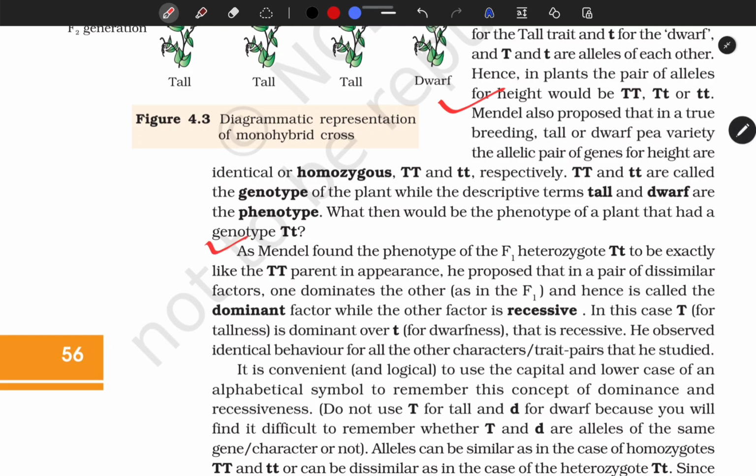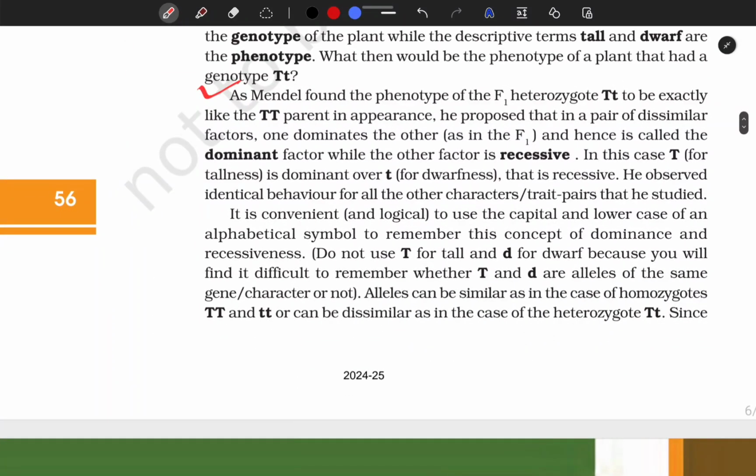As Mendel found, the phenotype of the F1 heterozygote capital T small t was exactly like the capital T capital T parent in appearance. He proposed that in a pair of dissimilar factors, one dominates the other, as in the F1, and hence is called the dominant factor, while the other factor is recessive. In this case, capital T for tallness is dominant over small t for dwarfness, which is recessive. He observed identical behavior for all the other characters or trait pairs that he studied.